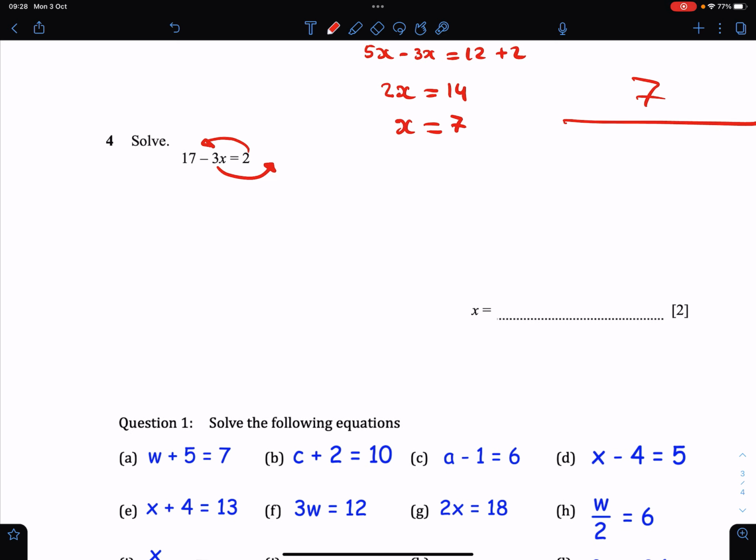Negative 3x. So if I move 2 to the left, 17 is already there, it's going to be minus 2. And negative 3x to the right, it's going to be this 3x. Happy with this?